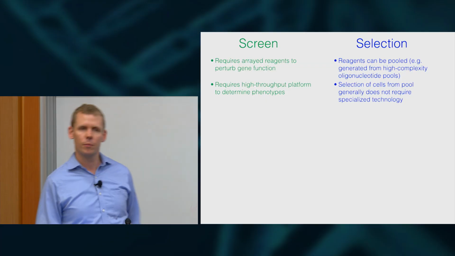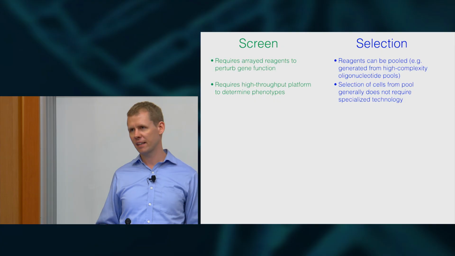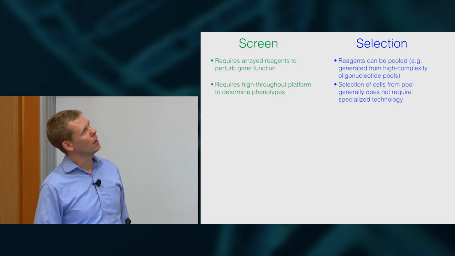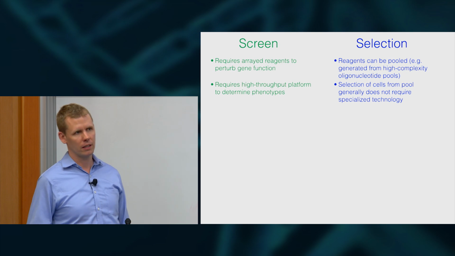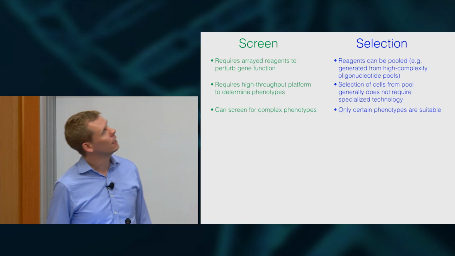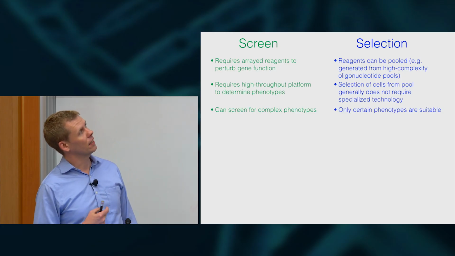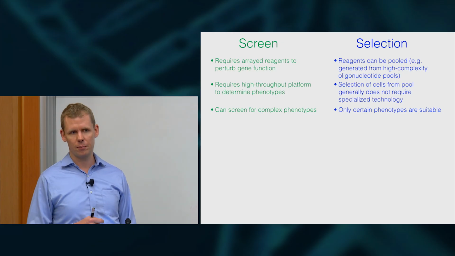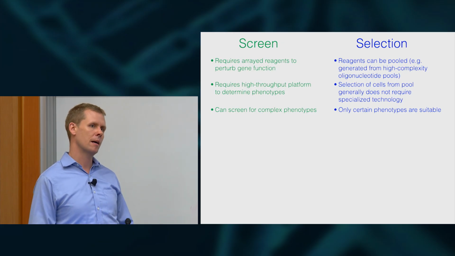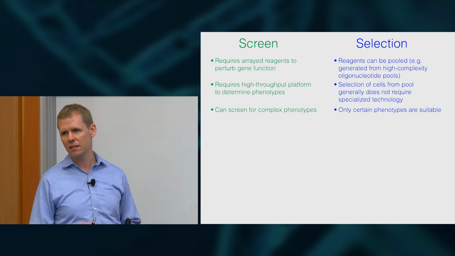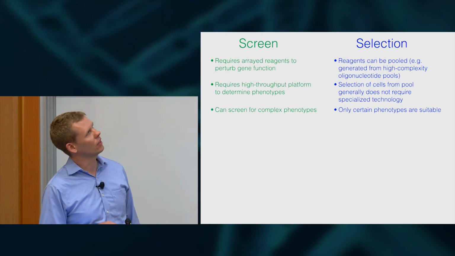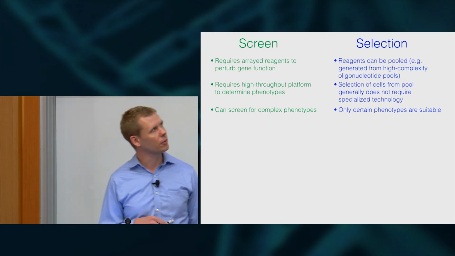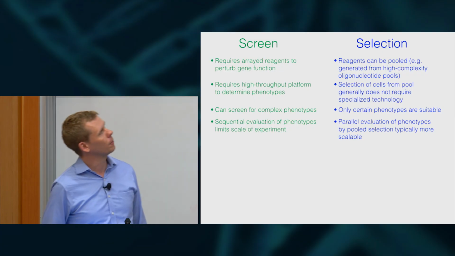Screens require a high throughput platform to actually determine the phenotype. So not every lab has access to a high content microscopy platform that can go through thousands of wells, versus a pooled selection scheme is essentially accessible to everybody who has a tissue culture setup. The big advantage of screens is that you can screen for very complex phenotypes. You could screen for non-cell autonomous phenotypes that involve interesting interactions between different cell types. You can screen for things in a time-dependent way. Versus for a selection-based experiment, only certain phenotypes are suitable, and I'll come back to that.